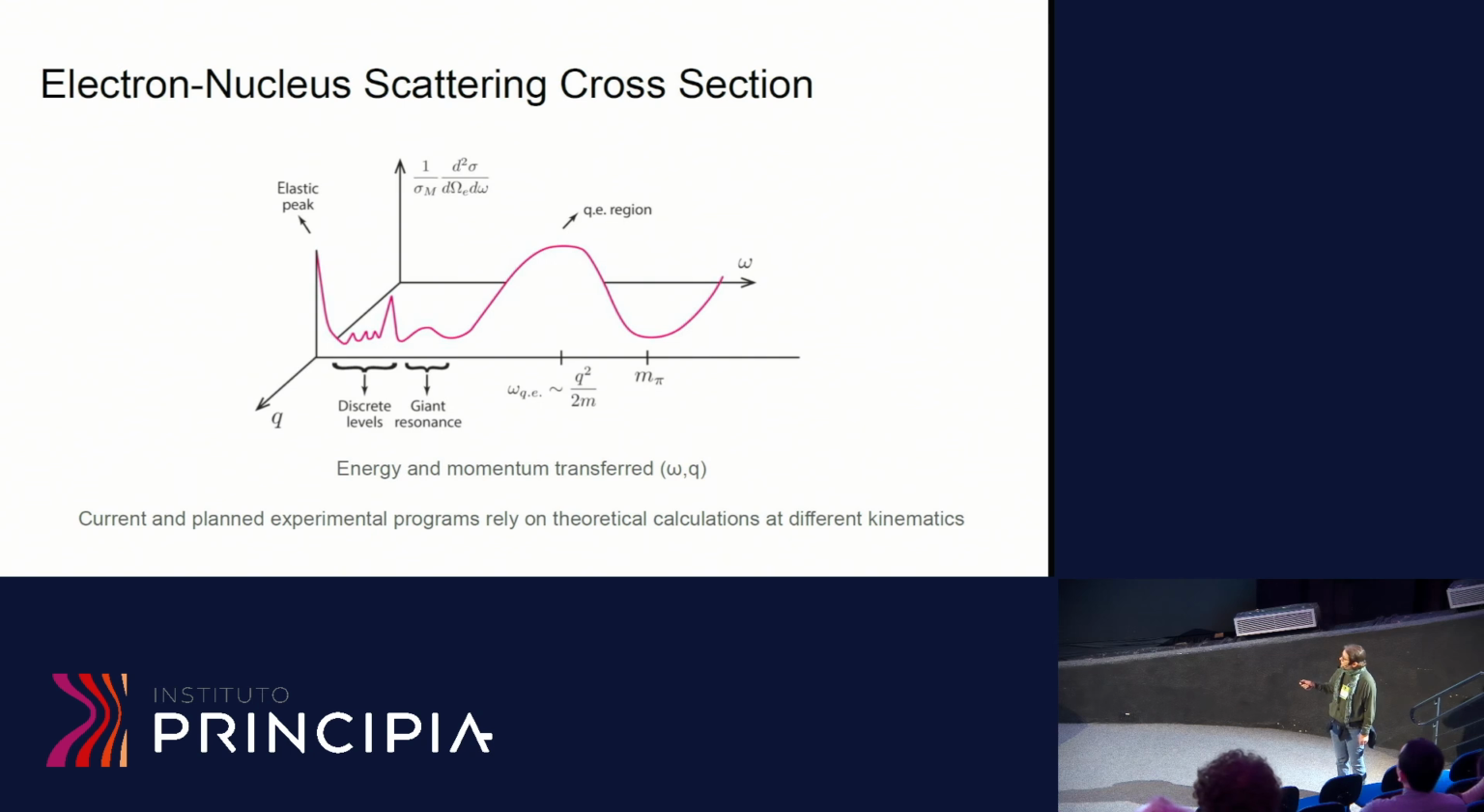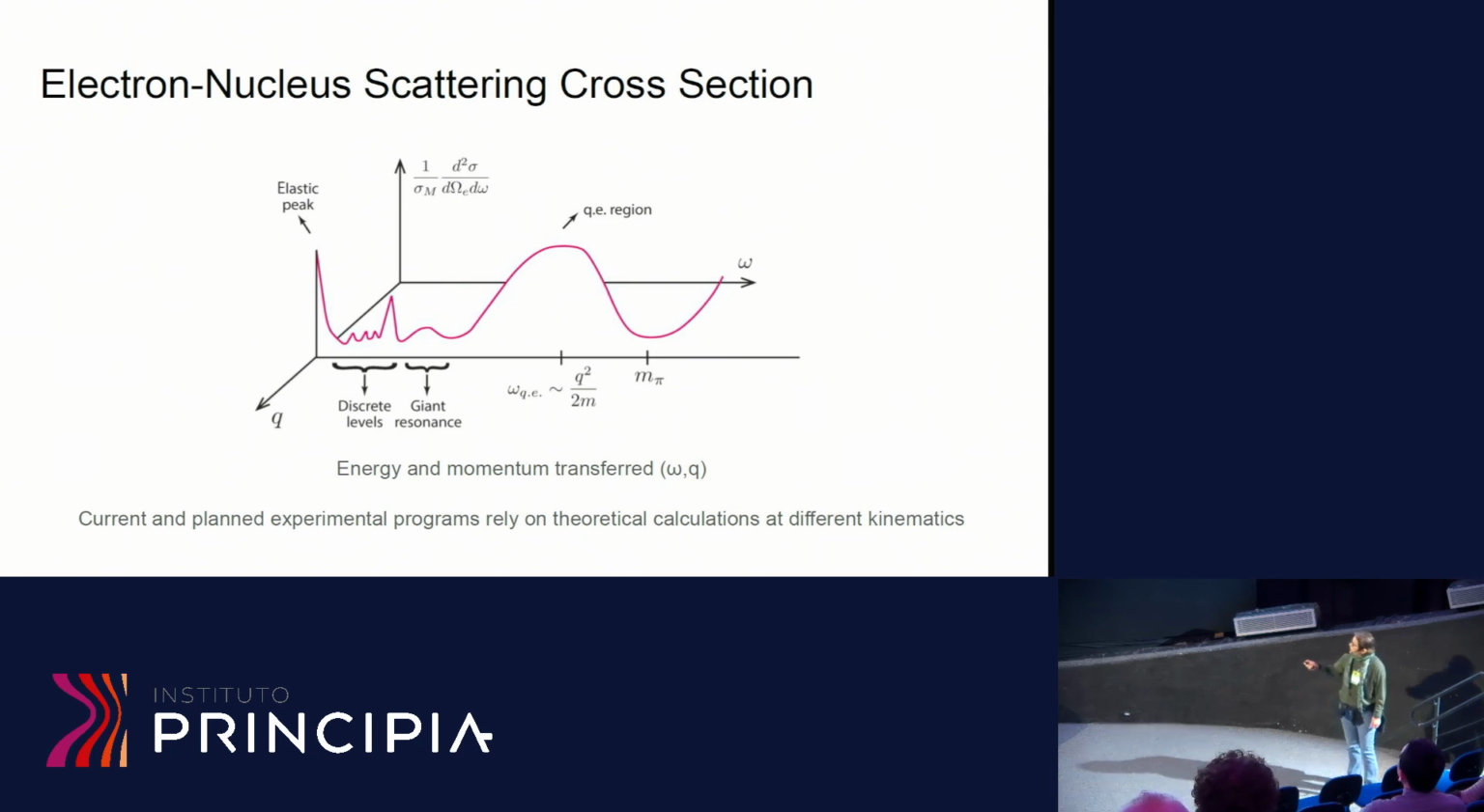Specifically, I will analyze two kinematic regions. This is just a sketch of the double differential cross-section for electron scattering from nuclei, at a fixed value of momentum transfer, as a function of the energy released into the system. I will discuss observables in the elastic region, so understanding the shape of nuclei, and also observables in the quasi-elastic region. That is how nuclei respond to the electron scattering from them.